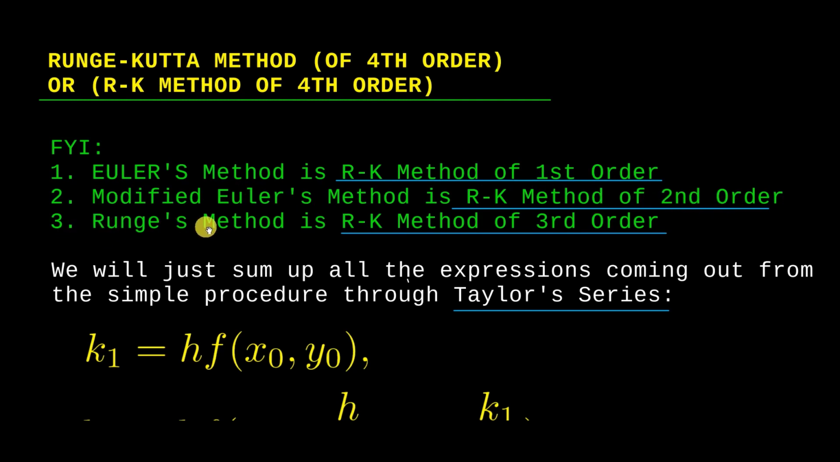And Runge's method is RK method of third order, while we are directly going to Runge-Kutta method of fourth order. Obviously, the other three methods are nothing but, we can say, a prior version of this method, and hence this Runge-Kutta method of fourth order is much more advanced method. It will give you very good output as compared to the previous methods. We will just sum up all the expressions coming out from the simplest procedure through Taylor's series expansion, and we are not going into the details of deriving all these expressions because we have seen these things in detail while discussing Euler's method.